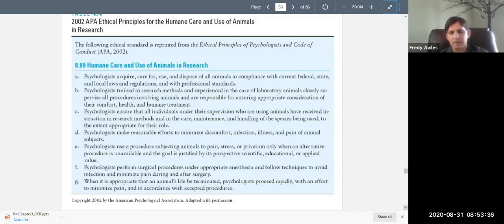Psychologists also, like with research on humans, have to be trained in those methods. You can't just have anybody doing the research, because that would be subjecting the animals to unnecessary harm when you have someone who doesn't know what they're doing.